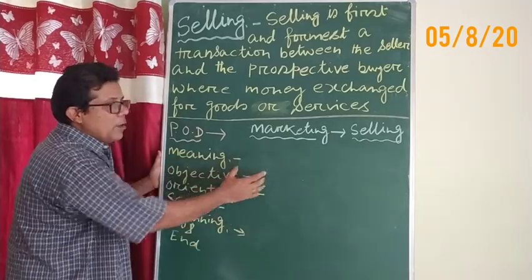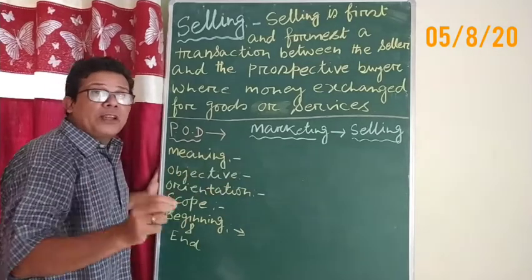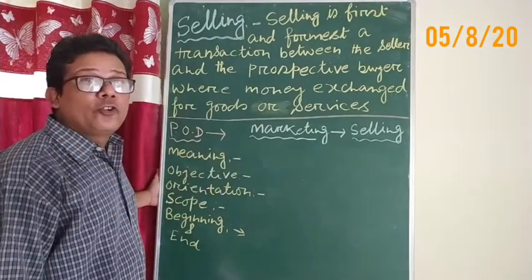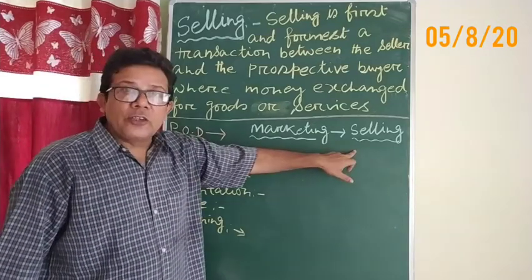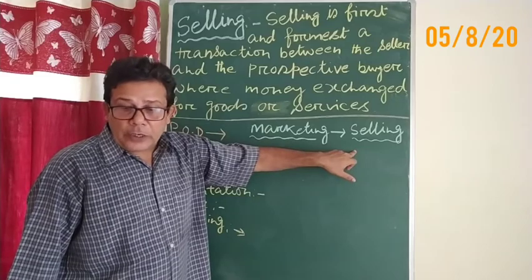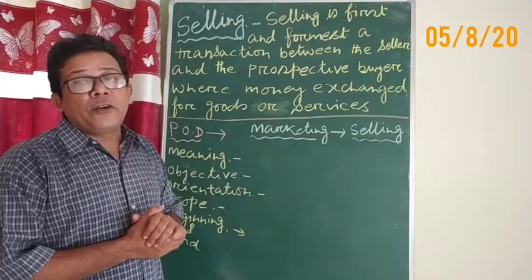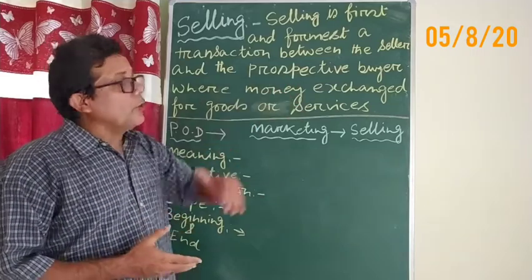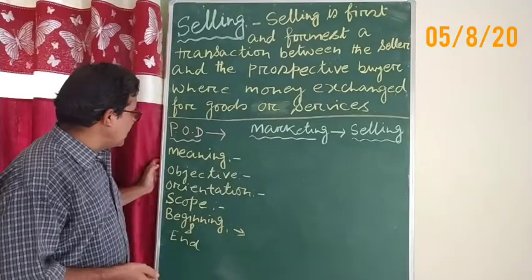What is marketing? Marketing is the process by which you are motivating the prospective buyers to buy the goods or hire the services. On the other hand, what is selling? Selling is the process by which the ownership of the goods is transferred in exchange of money or after making the payment. That is what is called selling.